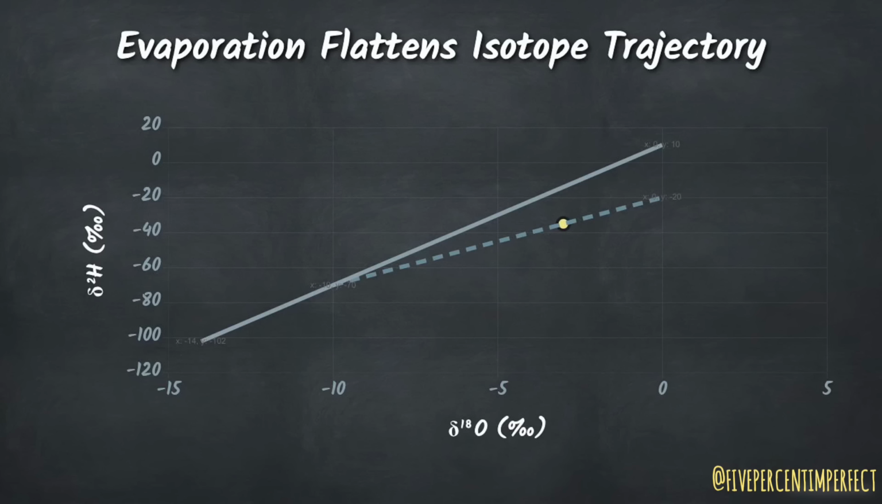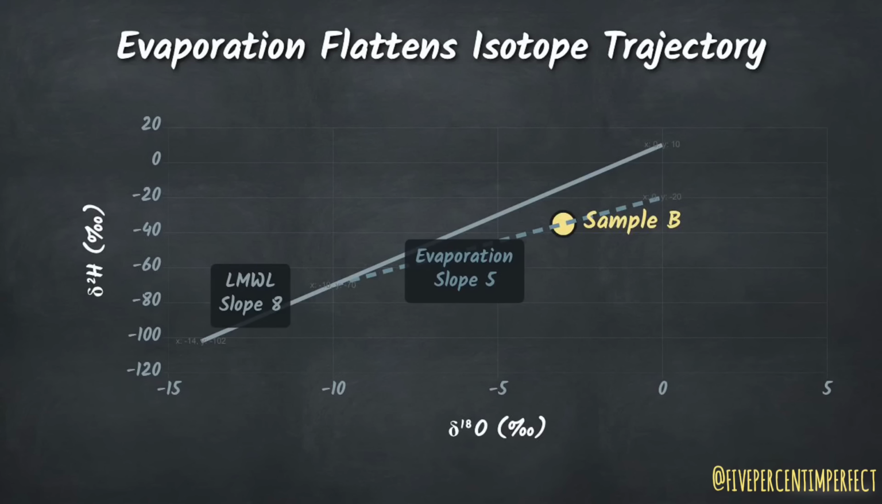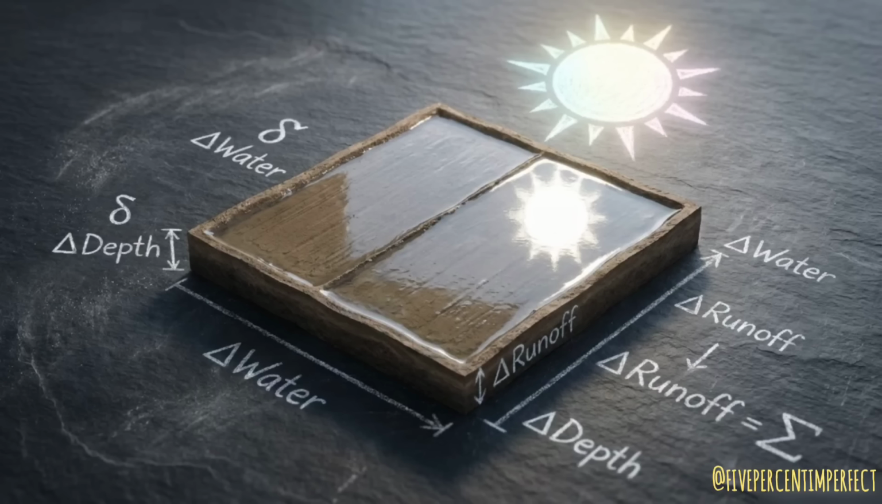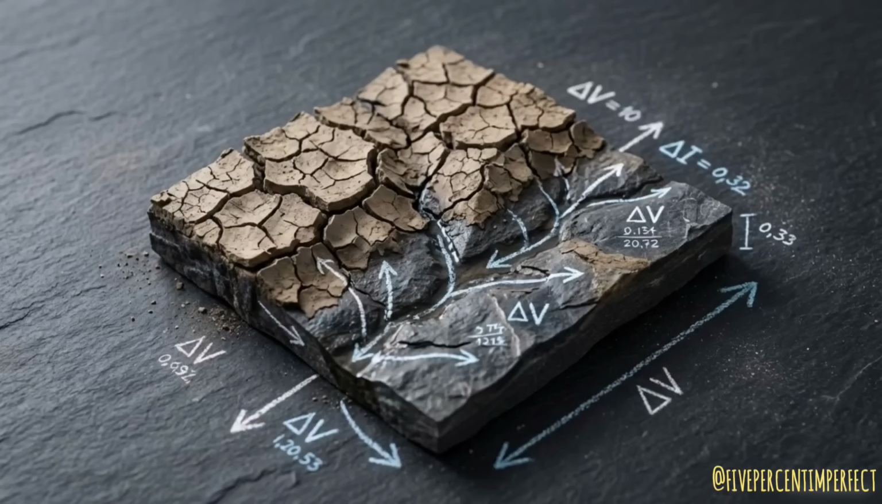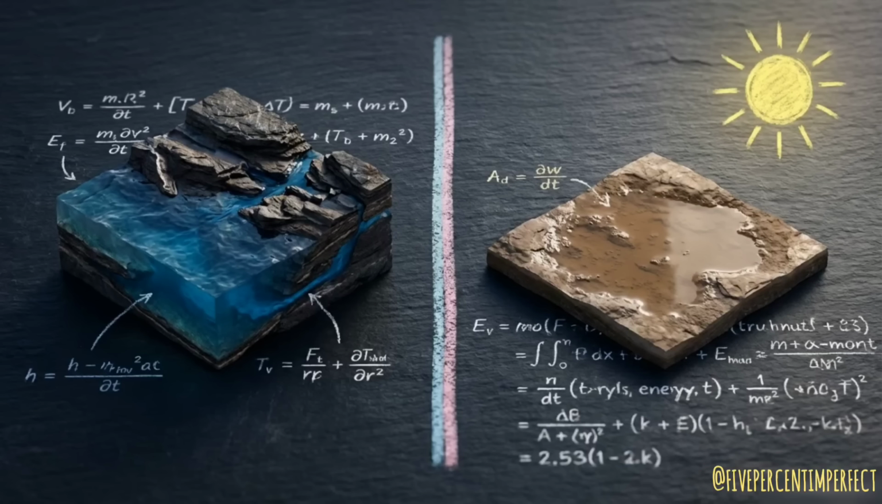It sits isolated on that flatter evaporation trajectory with a slope of 5. This position mathematically proves the well is being infiltrated by stagnant, sun-baked surface water, likely seeping down from a nearby dam or a flooded agricultural canal. A single coordinate on this scatter plot identifies if a water source is protected groundwater or surface-exposed runoff.